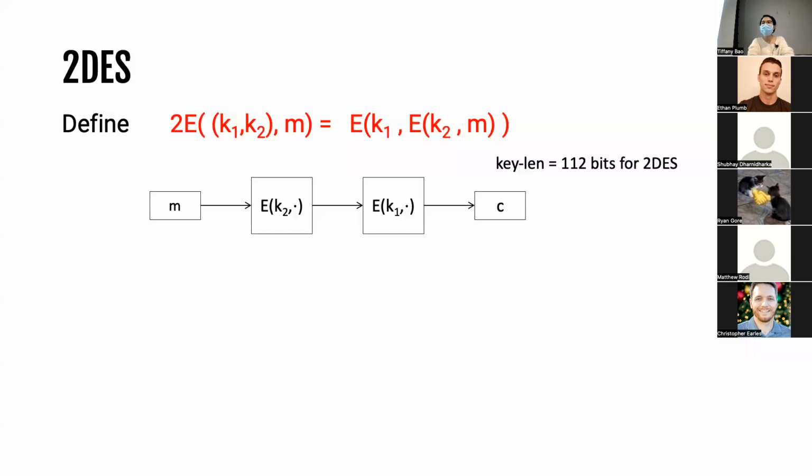And I want to ask you guys if this is secure or not. And before we talk about if it is secure or not, let's first define the way that we're going to use for 2DES, okay?